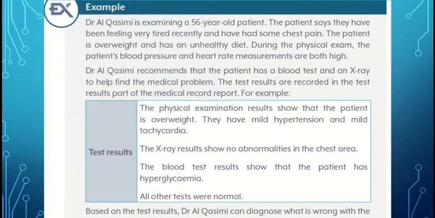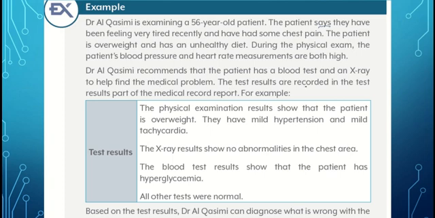Example: Dr. Al-Qasmi is examining a 56 years old patient. The patient says they have been feeling very tired recently and have had some chest pain. The patient is overweight and has an unhealthy diet. During the physical exam, the patient's blood pressure and heart rate measurements are both high. Dr. Al-Qasmi recommended that the patient have a blood test and X-ray to help find the medical problem.